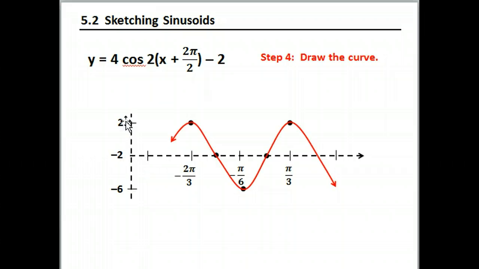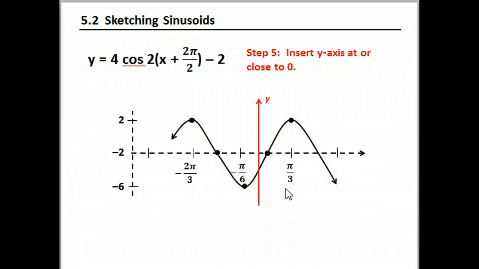Here it's negative 2 and this is 2, so our x-axis would actually be somewhere up here, but we don't have to put that in. We do have to put our y-axis in though, and that is going to be again at 0. So it's going to be somewhere between negative pi over 6 and pi over 3. We do the best we can to put it as close as we can to 0, and that's going to be about right here. So we want to plop that in, and then voila, we are done. This is our beautiful curve that came from this equation. Your turn.